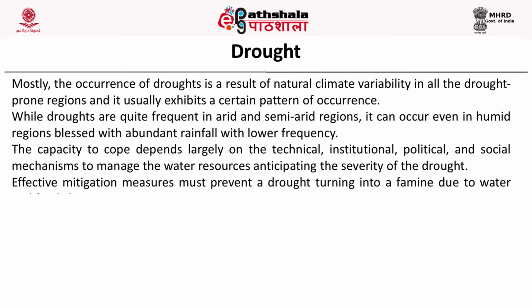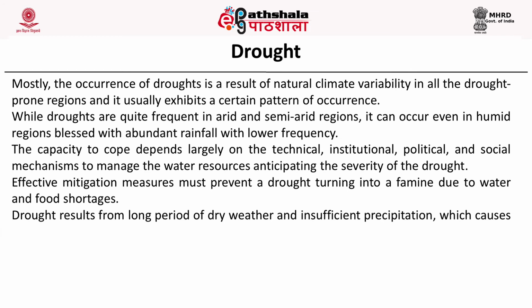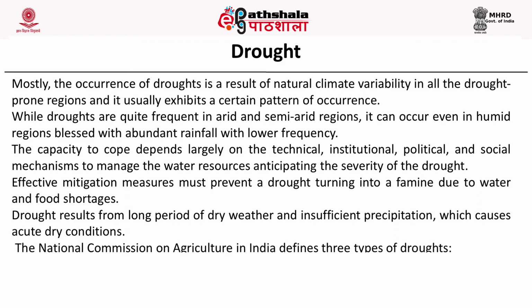The capacity to cope with a drought depends largely on the technical, institutional, political and social mechanisms to manage the water resources anticipating the severity of the drought. Effective mitigation measures must prevent a drought turning into a famine due to water and food shortages. Droughts result from a long period of dry weather and insufficient precipitation, which causes acute dry conditions.